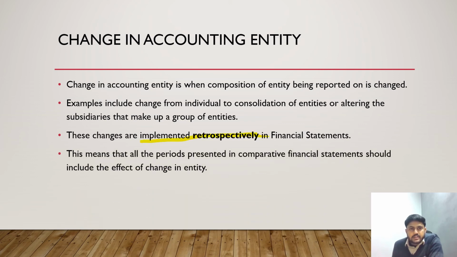So this means that all the periods presented in comparative financial statements should include the effect of change in entity. If you are showing comparative financial statements for 3 years, but you have consolidated the entity in the current year only, in that case you will have to go back to both of the previous 2 years also, and show the comparative financial statements on a consolidated basis. Disclosure: cause and nature of change should also be disclosed.